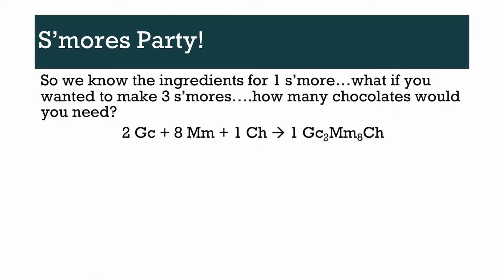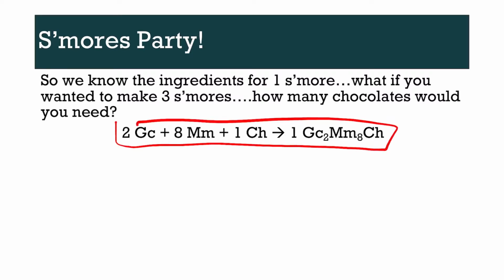Now that we've done that and this equation makes sense, let's think about what you would need if you wanted to make 3 s'mores. You have the recipe for 1, but you want to make 3. You might just say, okay, I need 1 chocolate for 1 s'more, so 3 s'mores, 3 chocolates. Totally correct. But I'm going to show you how to use dimensional analysis, so when we get to other compounds and scarier numbers and scarier units, we're not talking about chocolates and marshmallows, it still makes sense.